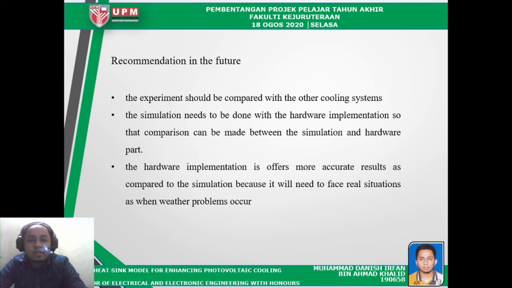So for the recommendation in the future, the experiment should be compared with other cooling systems. The simulation needs to be done with a hardware implementation so that a comparison can be made between the simulation and the hardware part. The hardware implementation offers a more accurate result as compared to the simulation because it will have to face serious situations such as when weather problems occur.